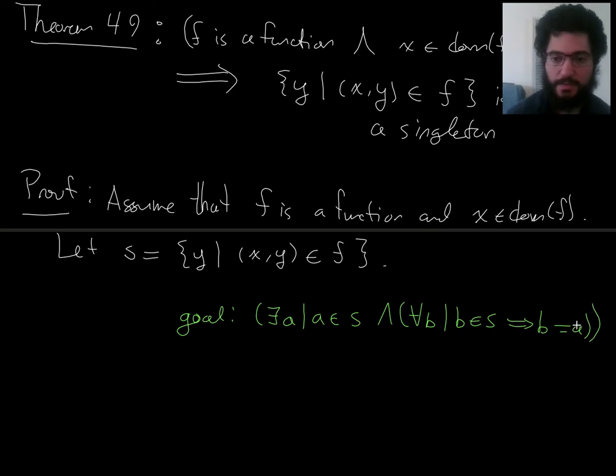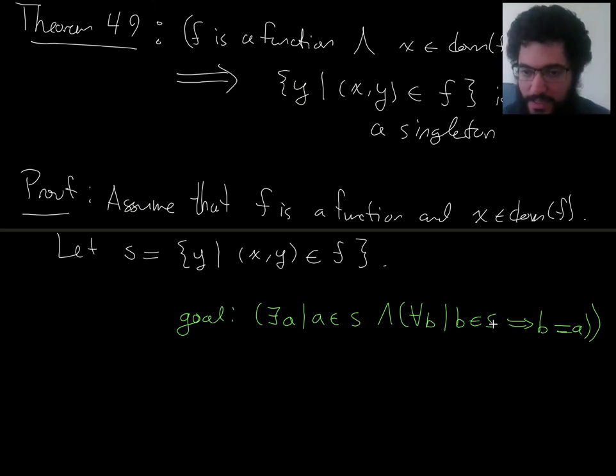Okay, so hopefully if you read this to yourself, it is intuitive to you that it says S has a unique element. There exists something which is an element of S, and if you had another thing that you thought was an element of S, then that was actually just your first thing. So that's my goal.